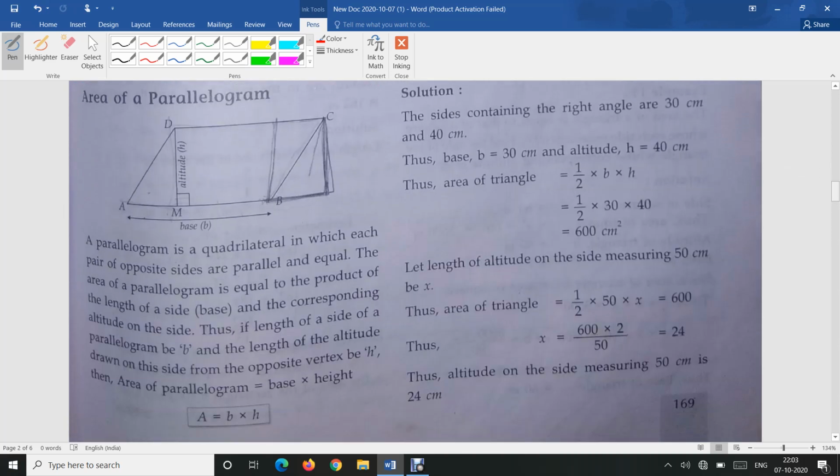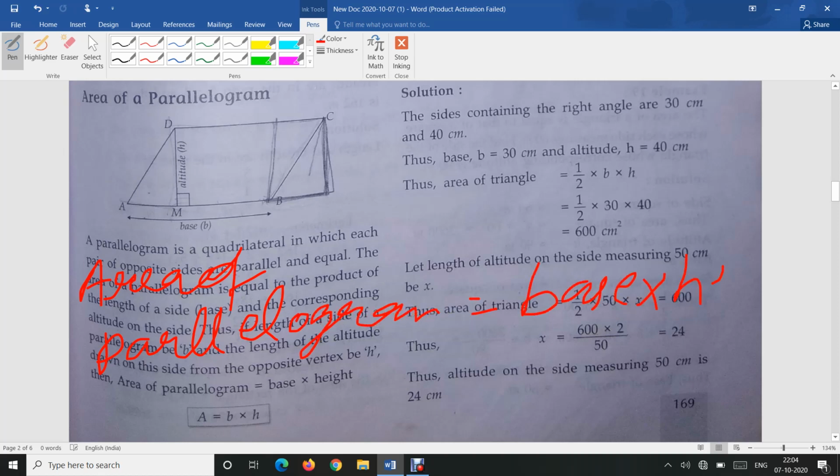Now the next one is the area of a parallelogram. The formula for the area of a parallelogram is equal to base multiplied by height. See, if you have a parallelogram just like this, and if you draw a diagonal in this parallelogram, then this diagonal divides this parallelogram into two triangles. The first one is this triangle, and the second one is this triangle.